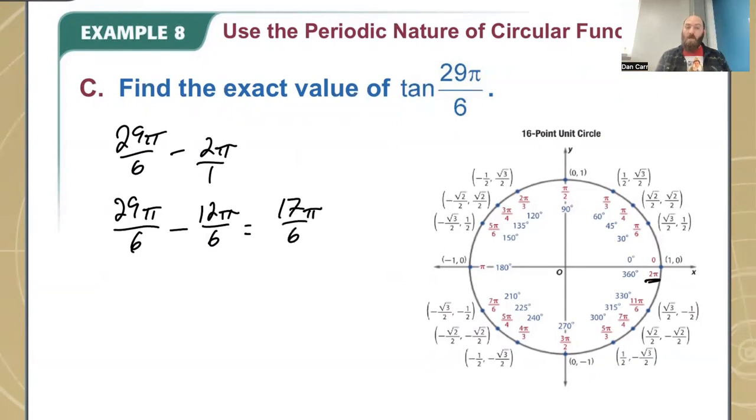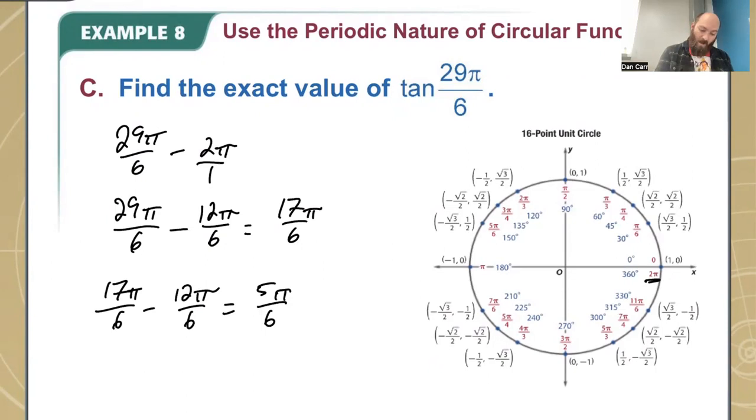over 6. Now that is actually still larger than 2 pi. So I'm going to do more than one complete circle. I'm going to do 2 complete circles and then some. So I'm just going to take 17 pi over 6 and subtract another 12 pi over 6. And that gets me 5 pi over 6.